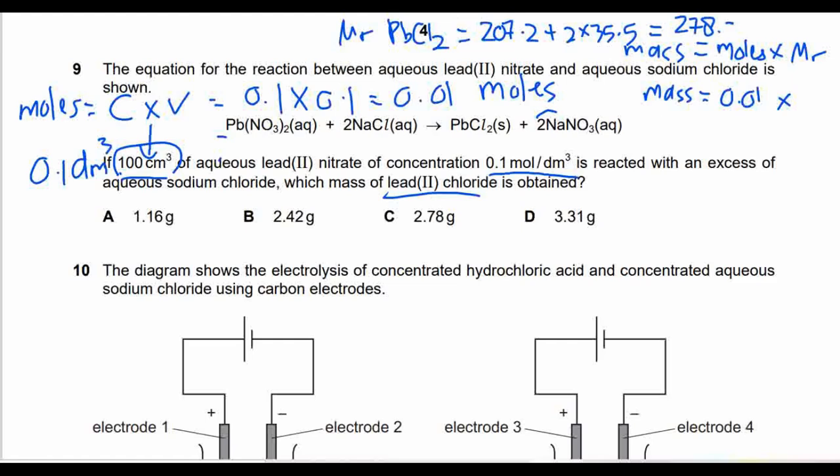So let's put this one in here, 278.2. So times 0.01 will be 2.782 grams. So that will be the answer, 2.78. Number 9, the answer is C.